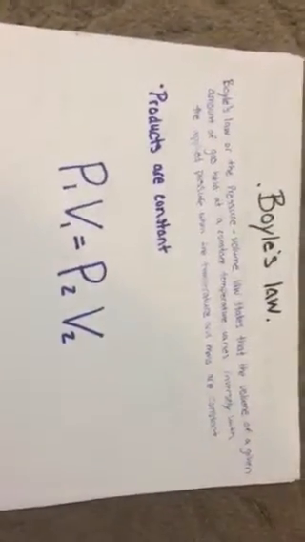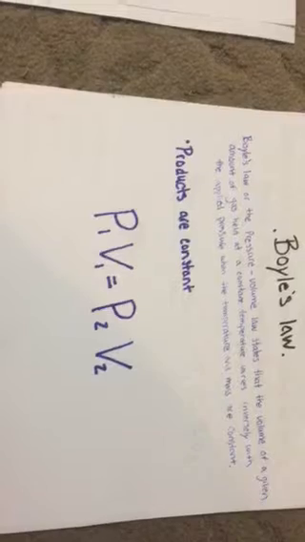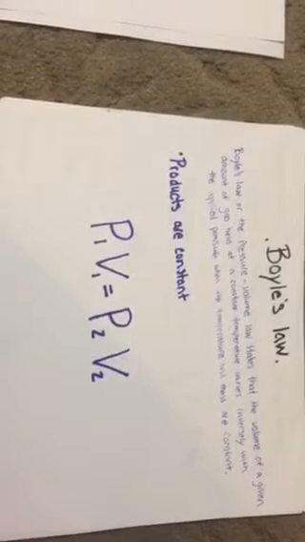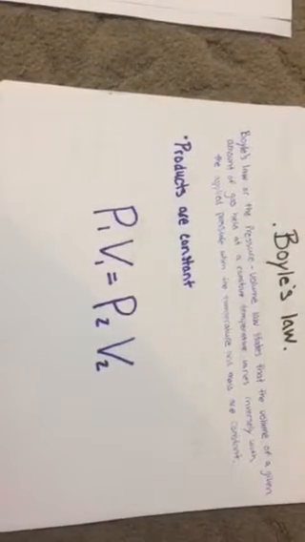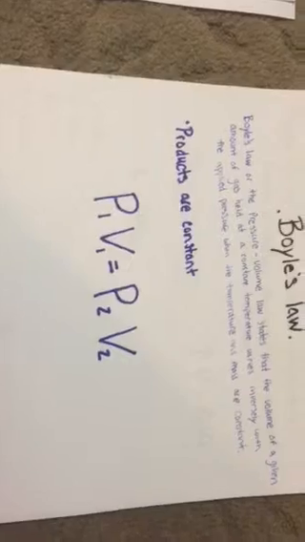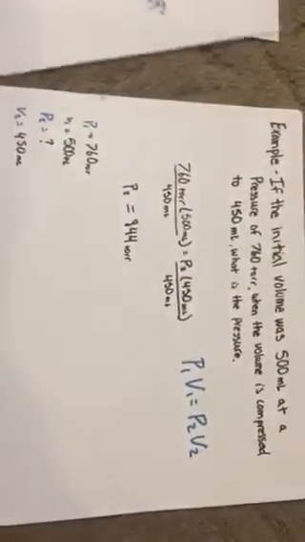The first gas law is Boyle's law. Boyle's law, or the pressure-volume law, states that the volume of a given amount of gas held at a constant temperature varies inversely with the applied pressure when the temperature and mass are constant. The product is constant, which means if the pressure goes up, then the volume will go down, but if the pressure goes down, then the volume will go up. The equation is P1 times V1 equals P2 times V2.